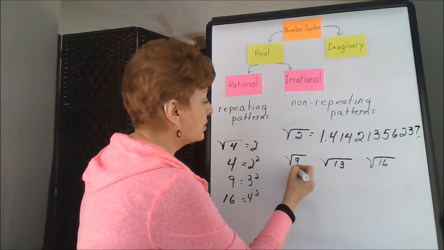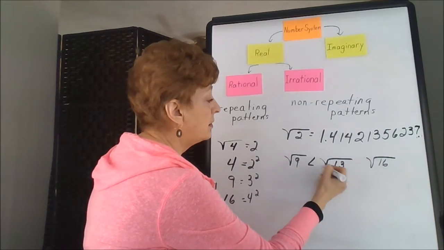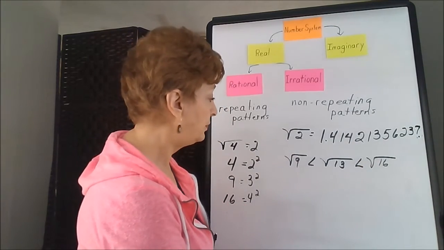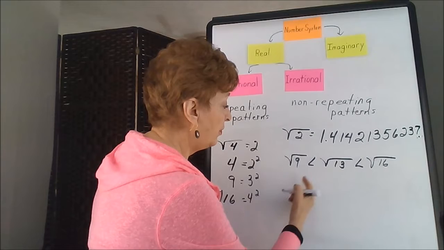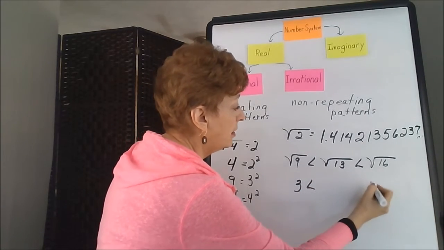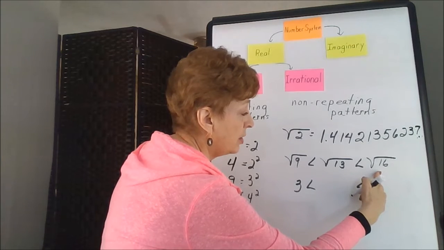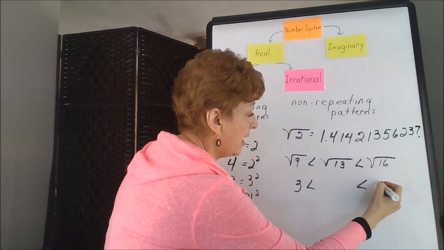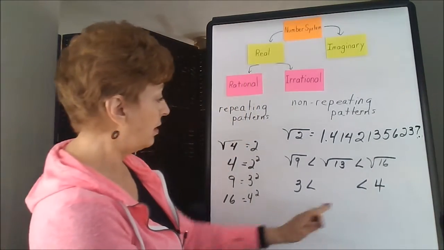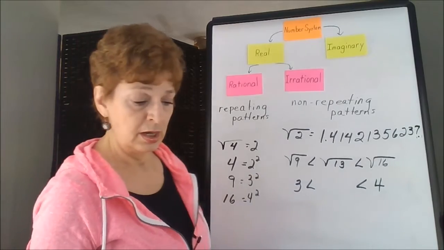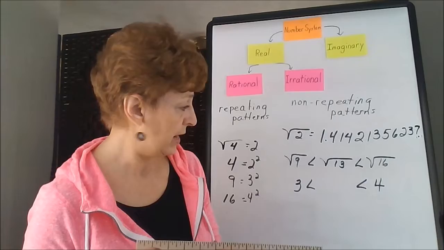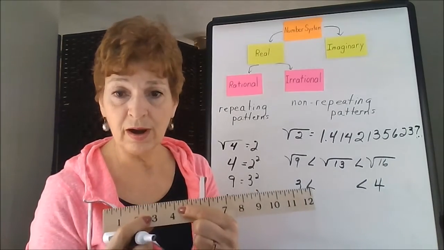So I know that the square root of 9 is less than the square root of 13, which is less than the square root of 16. I can simplify the perfect squares. 3 is less than. I can also simplify the square root of 16 because that's a perfect square. These are both rational numbers. So I know that the square root of 13 is somewhere between the 3 and the 4 on a number line.